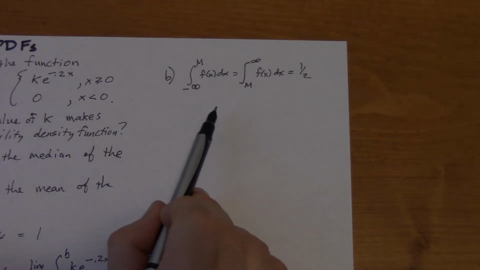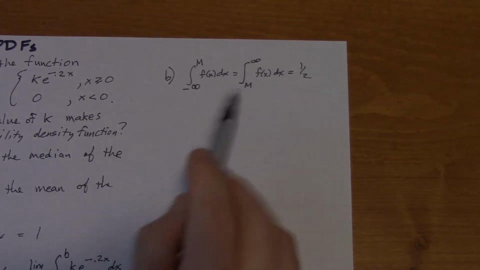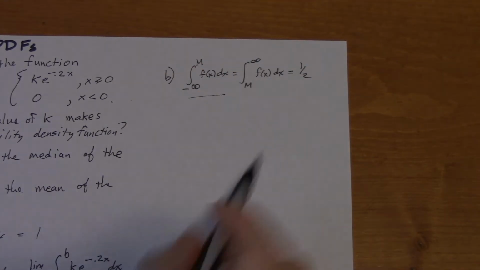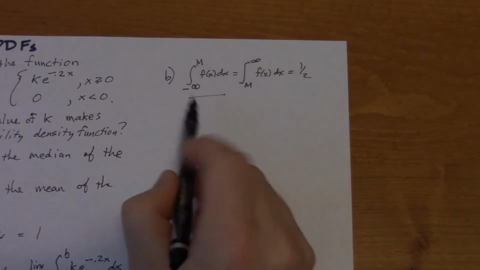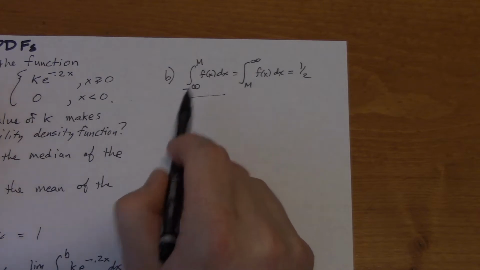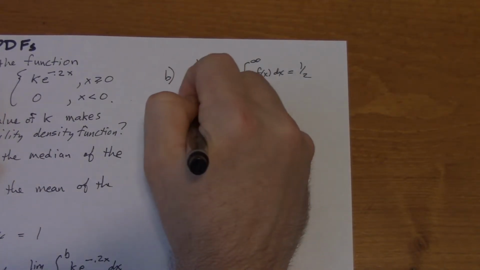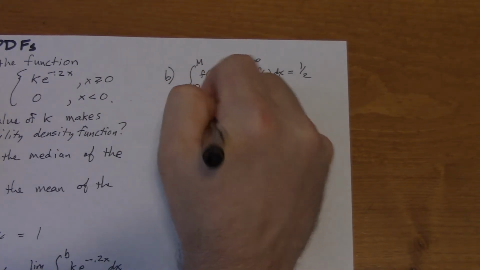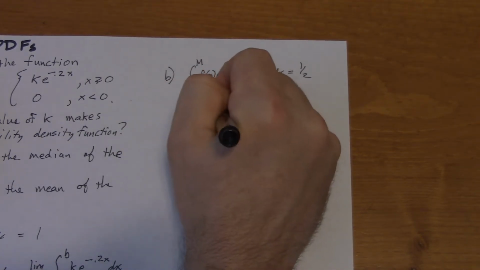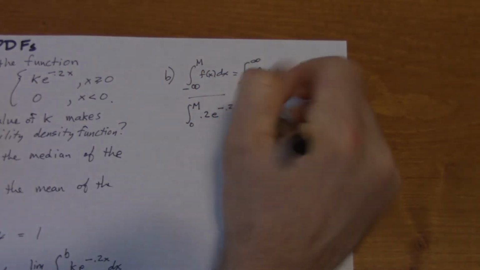Alright, so let's be smart about this. We know from negative infinity to 0, our function is 0. So we're going to go with the first integral instead of the second, because this is going to be a finite integral. We're not going to have any improper integration. So this would be, for us, the integral from 0 to m of our probability density function, which is 0.2 e to the negative 0.2x dx.